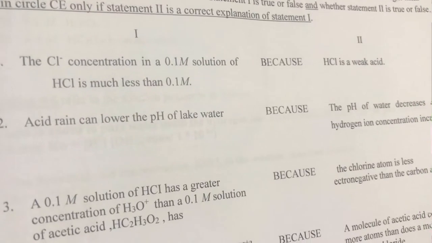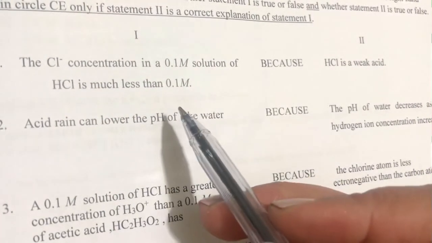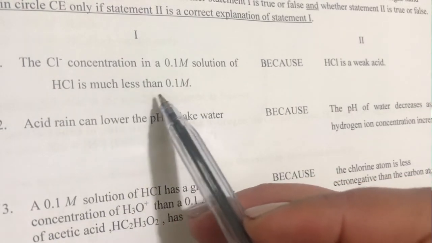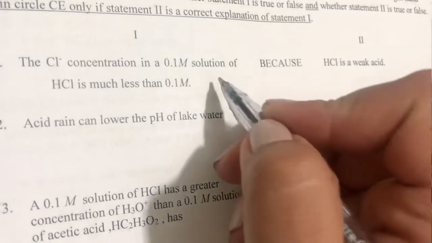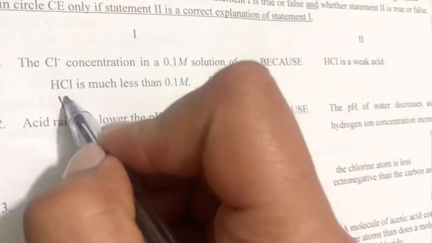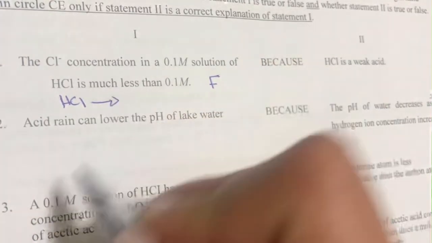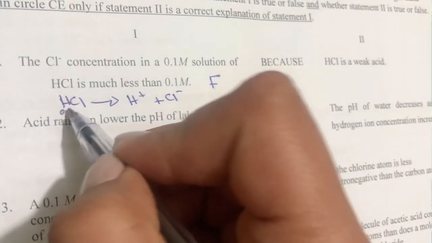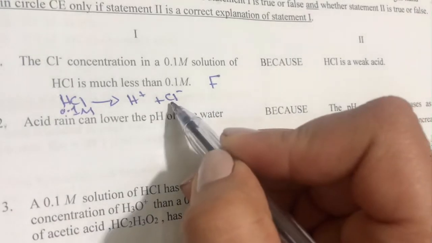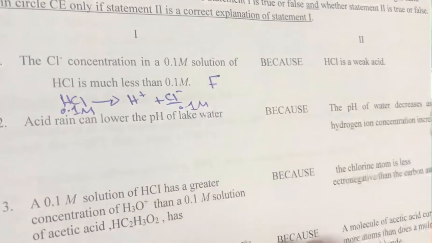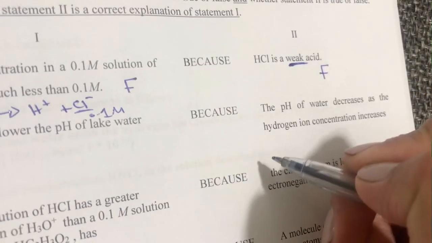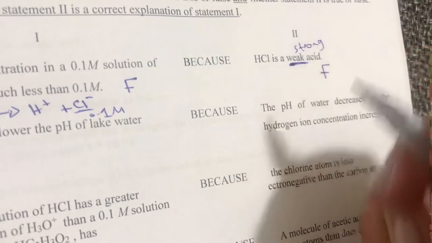Now part B, CE questions. 1. The chloride ion concentration in 0.1 molar solution of hydrochloric acid is much less than 0.1 molar. It's a false statement. Why? Because hydrochloric acid is a strong acid, so it's completely dissociated to hydrogen ion and chloride ion. So if the concentration is 0.1 molar, the concentration of chloride is also 0.1 molar. HCl is a weak acid. False, because HCl is a strong acid.